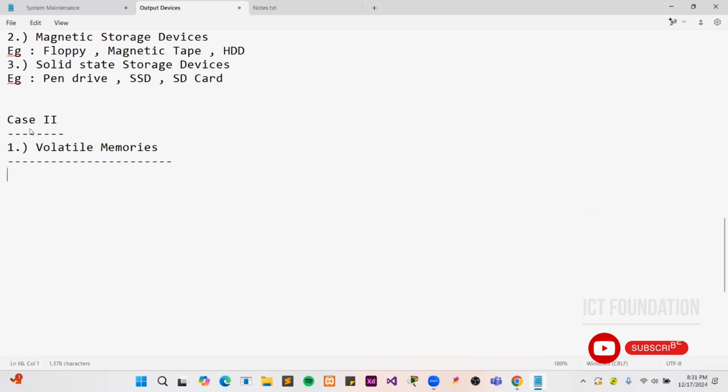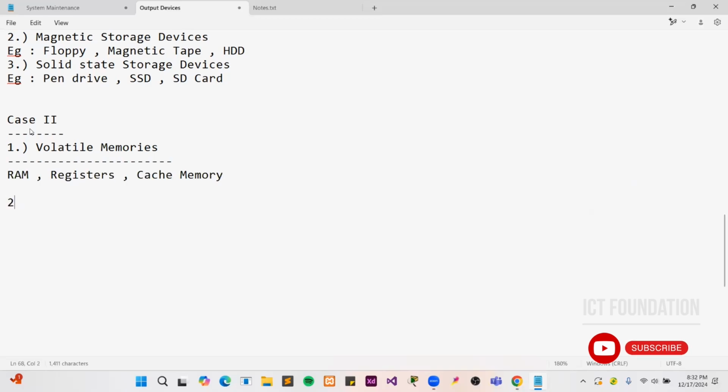As examples of volatile memories, we know RAM, random access memory, which is a kind of volatile memory. Registers are also considered volatile memories, and cache memory is also considered volatile memory. So these are the 3 examples of volatile memory.